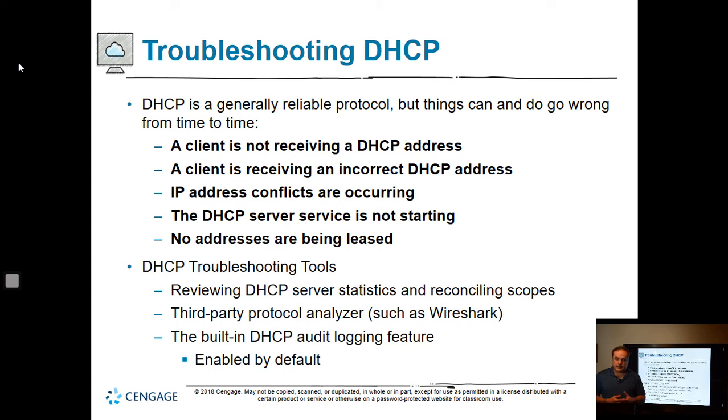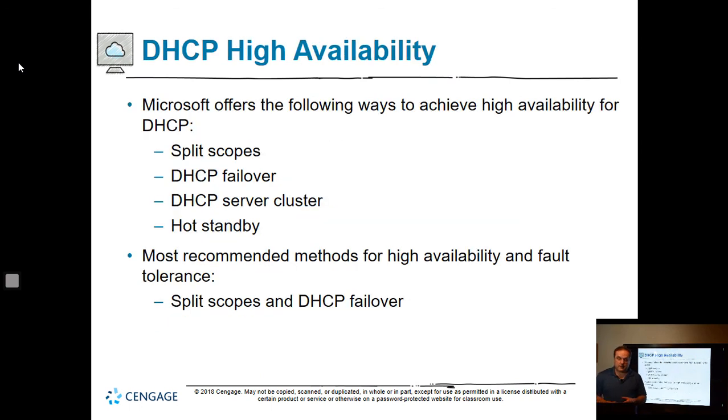So there are some tools that you can use. There's reviewing DHCP server statistics. You can look at the log file. You can also use a third-party protocol analyzer such as Wireshark to see what's going on as well.